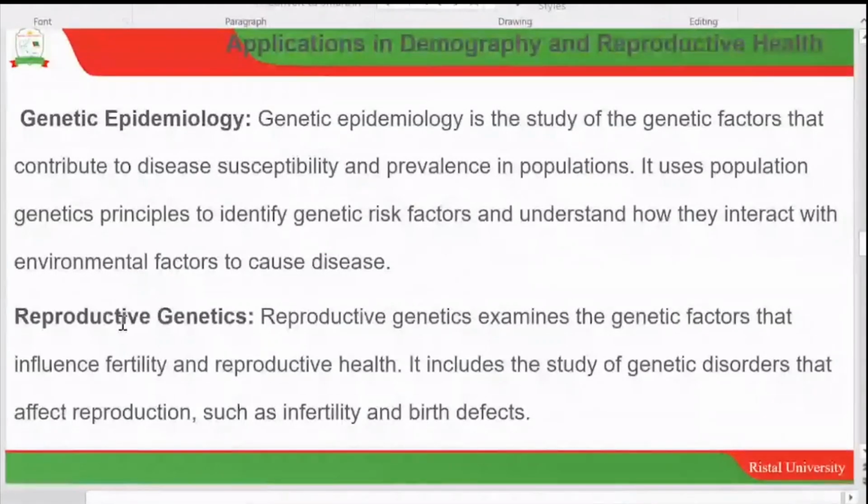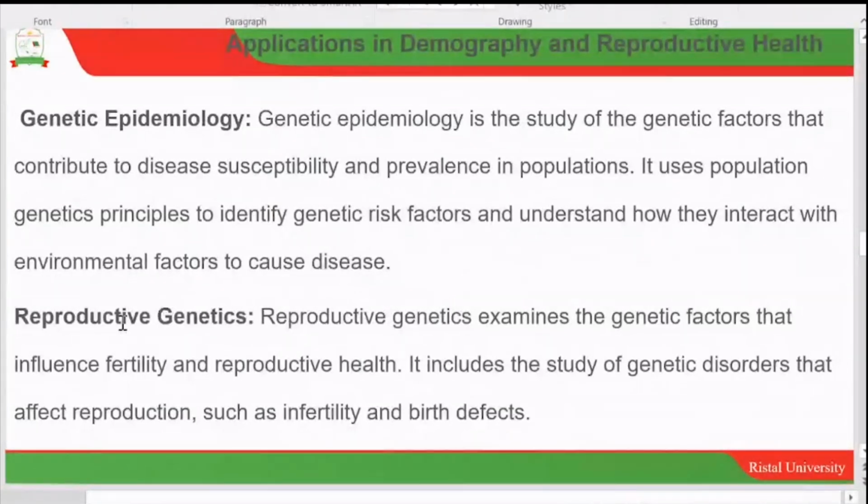So, we want to first look at genetic epidemiology, and we're saying genetic epidemiology is the study of the genetic factors that contribute to disease susceptibility and prevalence in populations. And therefore, it uses population genetics, so risk factors, and understand how they interact with environmental factors to cause disease.